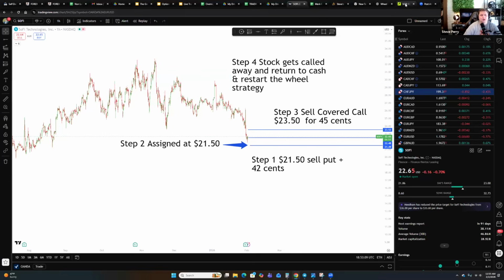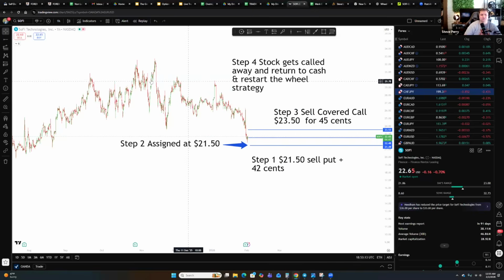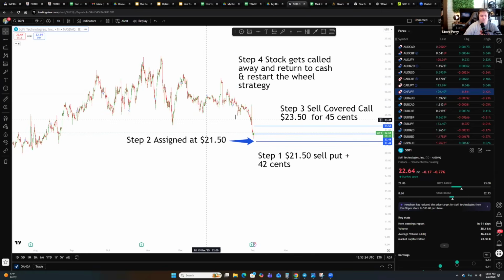So let's do this. By the way, this thesis, I mentioned this before, only works if you get into a stock that you believe in. I love SoFi stock. I think it's a great place. I also love the premiums that SoFi offers. There's a lot of open interest in SoFi. A lot of people trade options on SoFi. It's a very liquid stock that way. And so I like it.